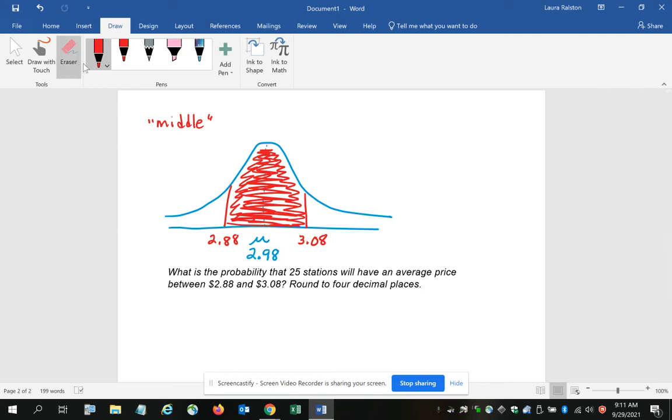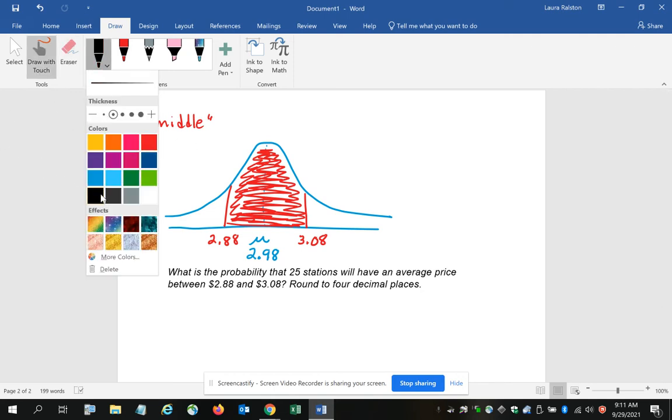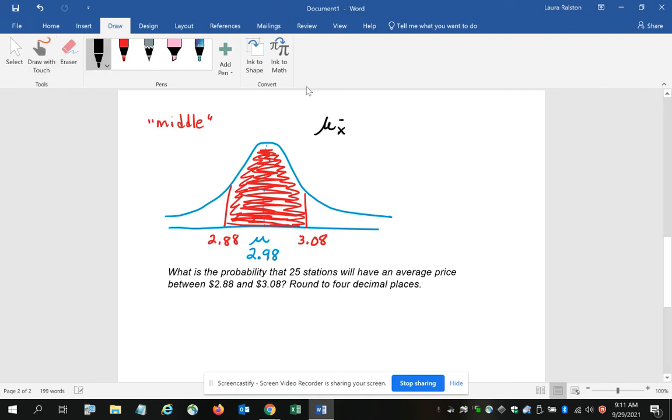Okay, again, since I'm applying the central limit theorem, I have to use the mean of the sampling distribution, which is $2.98. I have to use the standard deviation of the sampling distribution, which again is the adjusted standard deviation, which is 9 cents.